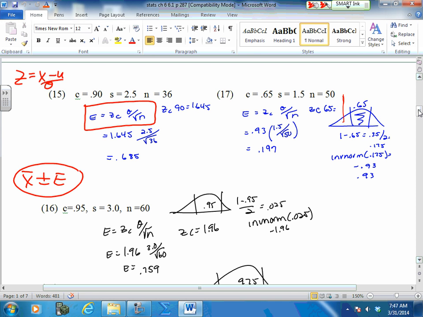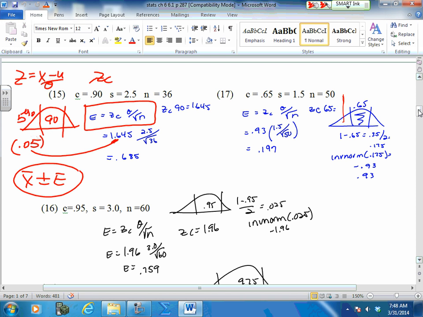Could everybody find the margin of error given this? You need your ZC that corresponds to this. So the first thing you have to do is say, I have 90. I have 10 left over to share. So each one is 5%. So I do an inverse norm on 0.05. That's where this guy comes from.